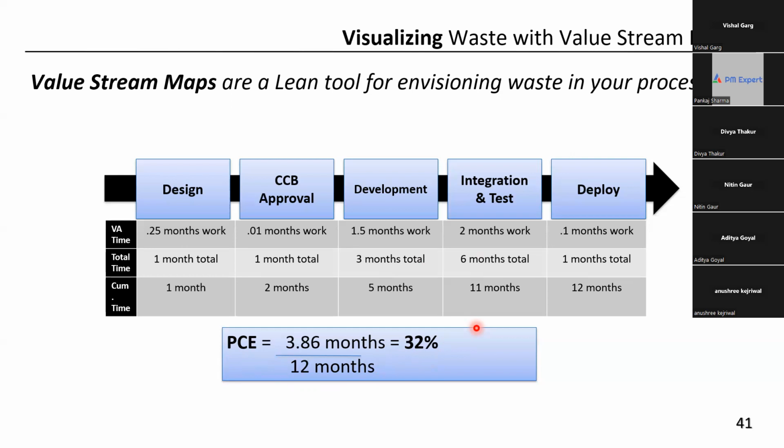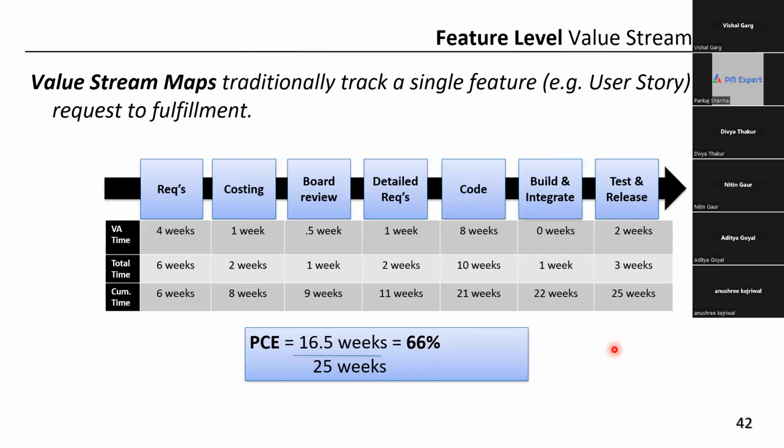There is another example, same type of calculations. Now you can look at this example also. We are taking a requirement through to release, and the value added time and total time are given. Now, if I add all the value added time, I'll get 16.5. The total time is 25 weeks, and the process cycle efficiency is 66%. So this is in brief about value stream mapping.